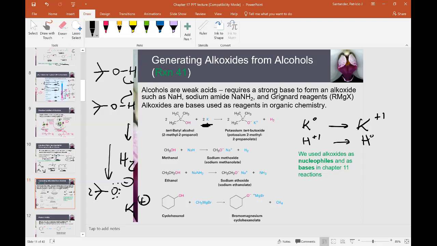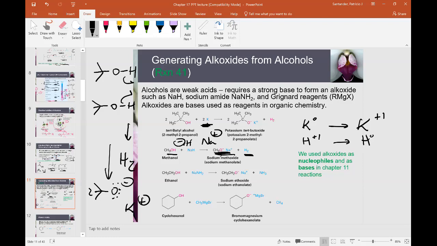The other way in which you can produce the alkoxide is by reaction of methanol with sodium hydride. Remember, sodium hydride, what is that? It is H minus and sodium plus. So what is happening here? The H minus is reacting with methanol to produce hydrogen, and then you are producing the methoxide.